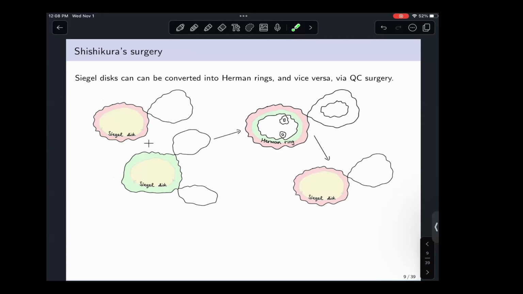And this gluing procedure, after a bunch of interpolation and QC conformal correction, you actually get a Herman ring where outside of this invariant curve, this dynamical system actually mimics, or in other words, is QC conjugate to the original F1 over here, and then the part that's inside is QC conjugate to the dynamics outside F2.